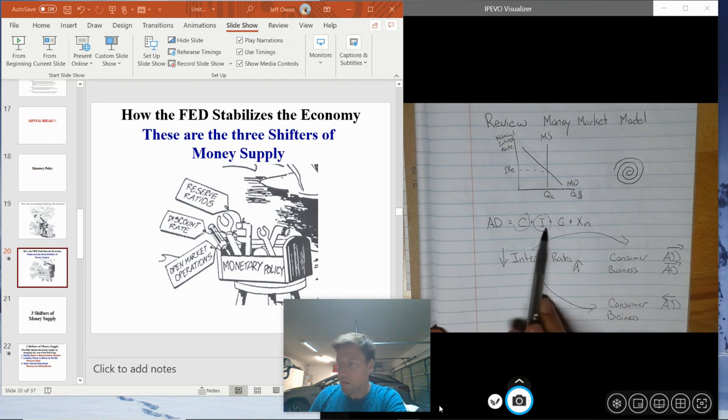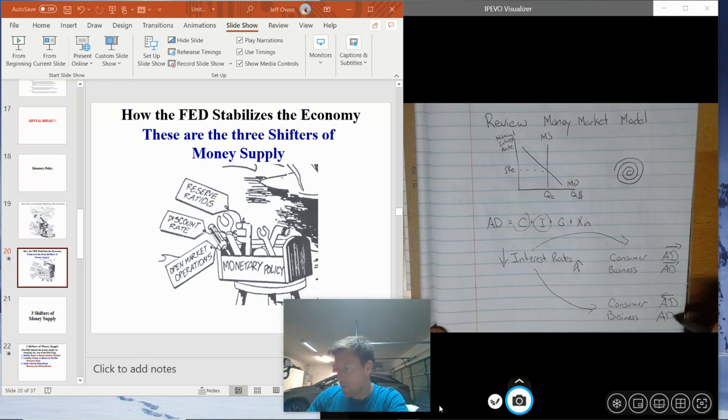Businesses are thinking the same thing. Interest rates go up. I don't want to install a new parking structure outside of my business for cars because that's really expensive. That's going to take a huge loan. And with higher interest rates, man, I don't want to do it. So aggregate demand would decrease and shift to the left.